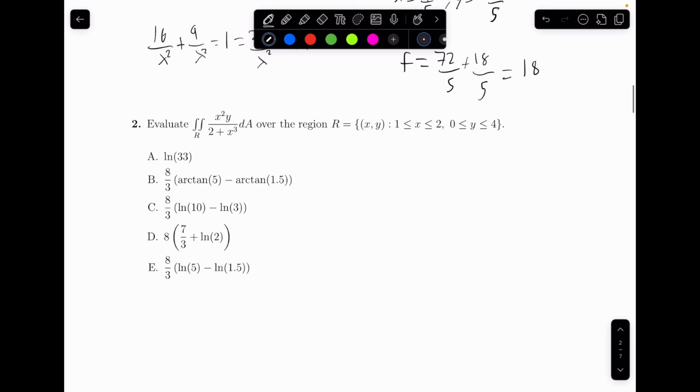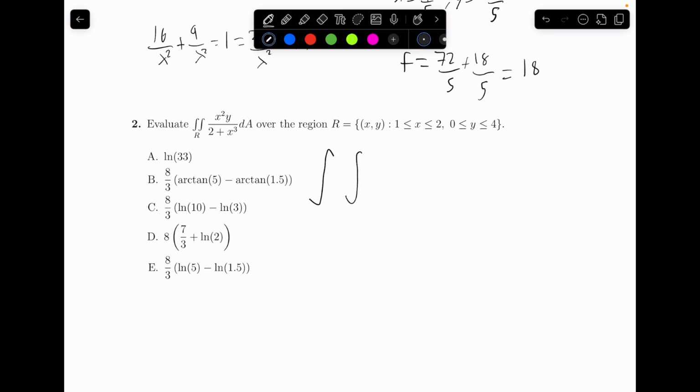Nice. Question 2, evaluate the double integral over the region R of x squared y over 2 plus x cubed, where x is going from 1 to 2, and y is from 0 to 4. This is your standard rectangular integral. I don't think you even need to draw out the regions. It's pretty simple, I'd say.